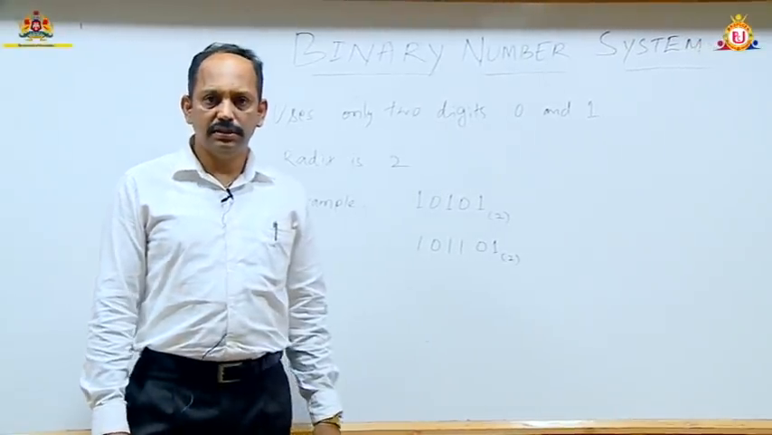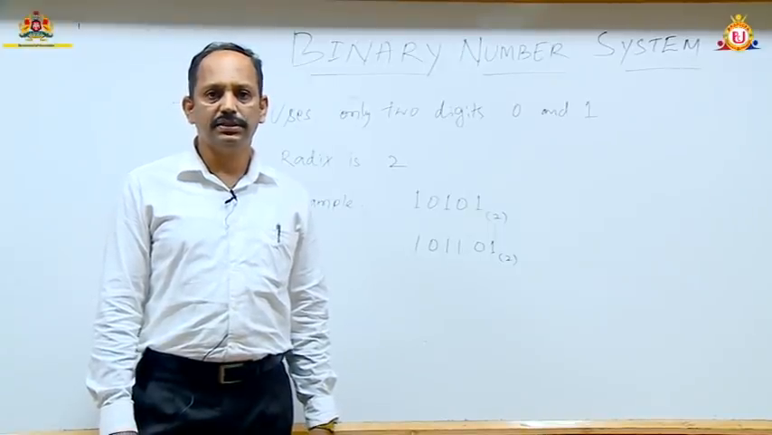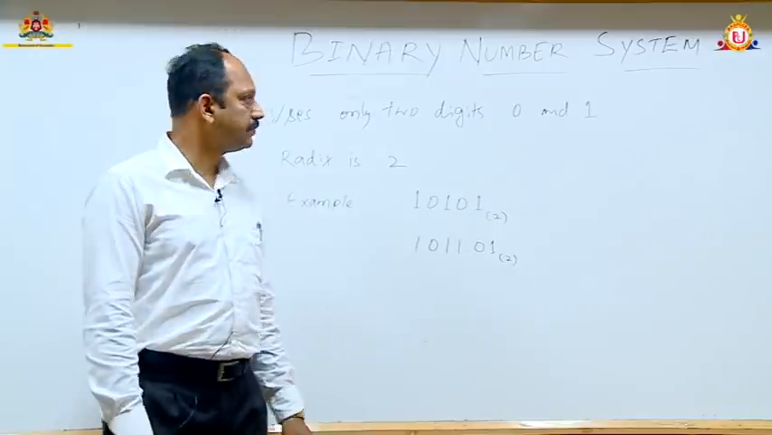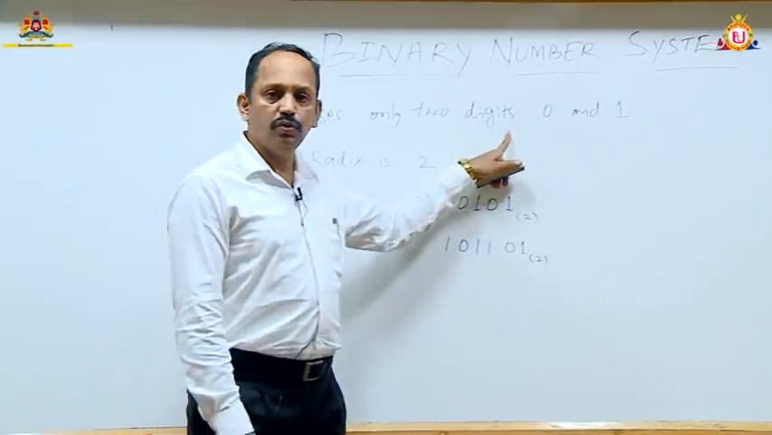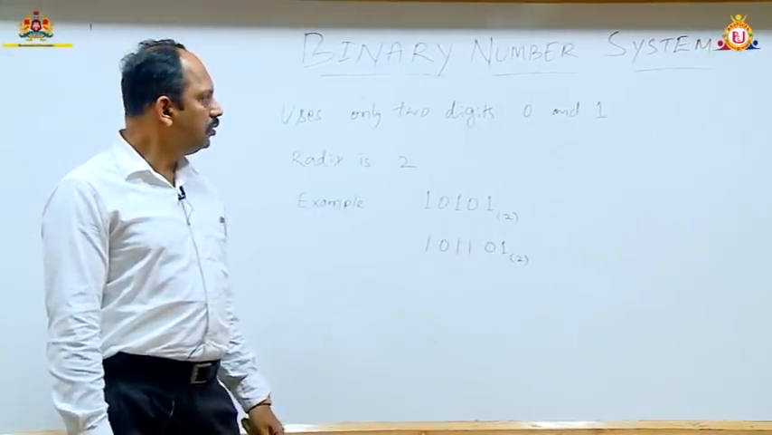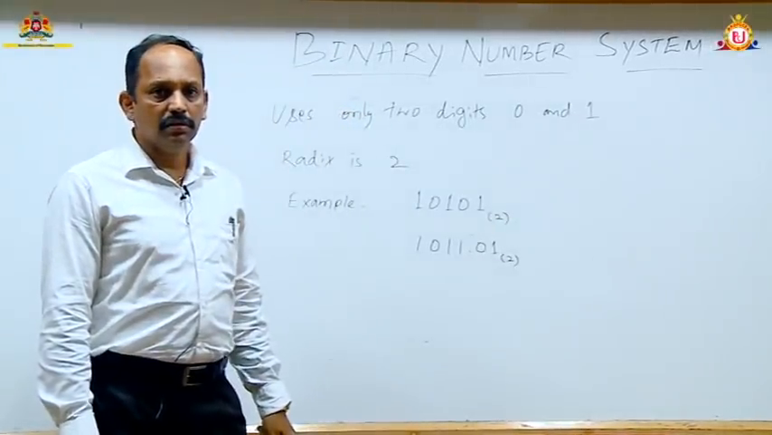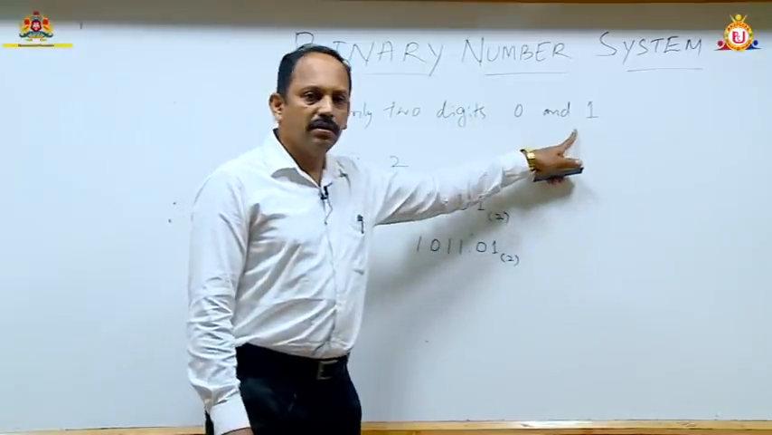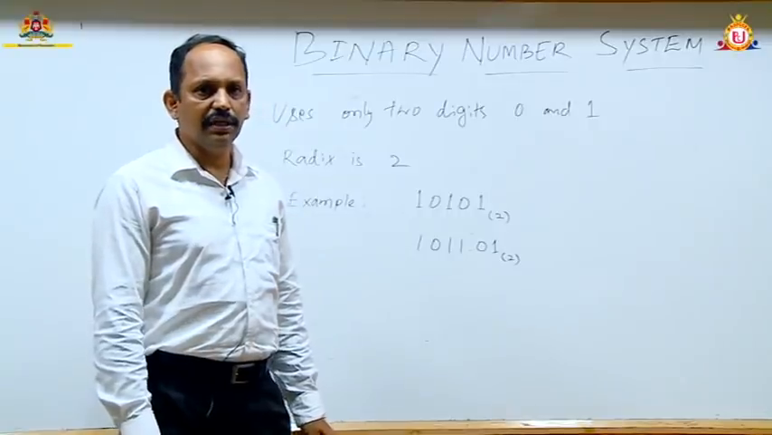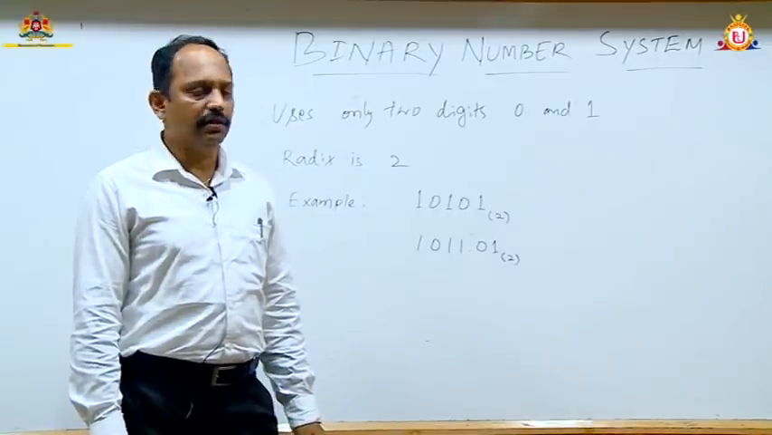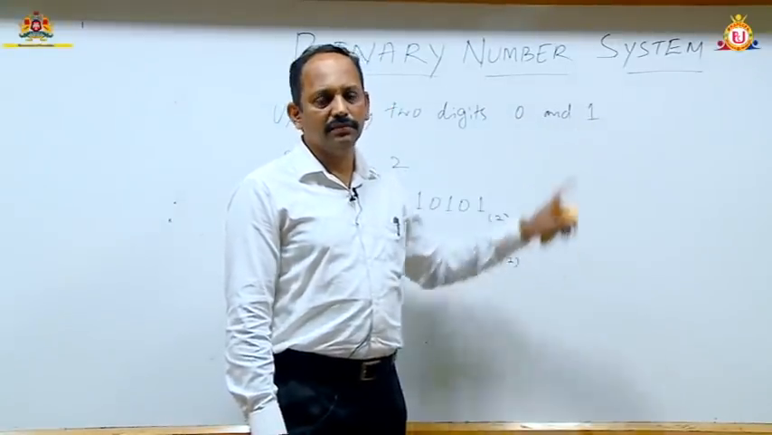The binary number system is a two-symbol system used in computer to represent all types of values. The binary number system uses only two digits. The two digits are 0 and 1. The 0 and 1 in computer represent presence of no signal and presence of a signal. 0 represents no signal, 1 represents signal.